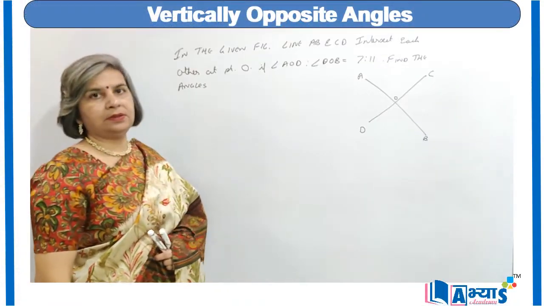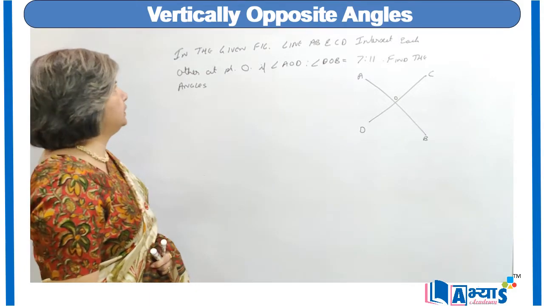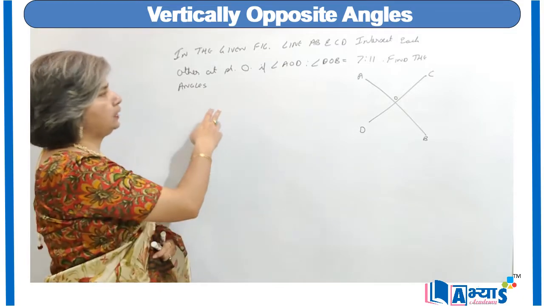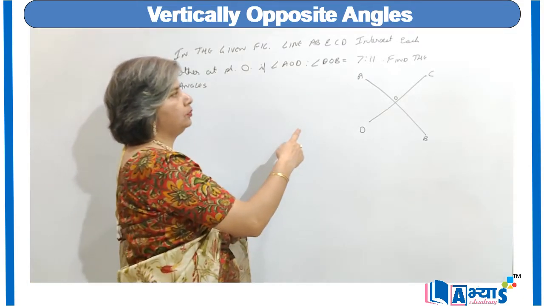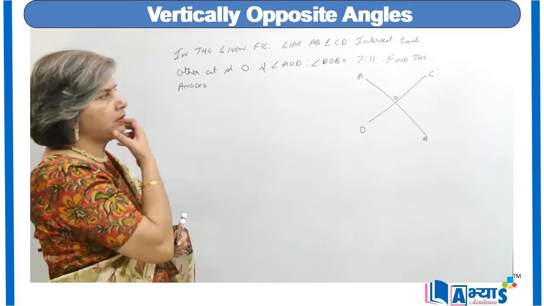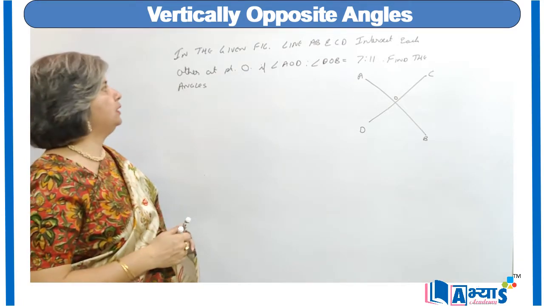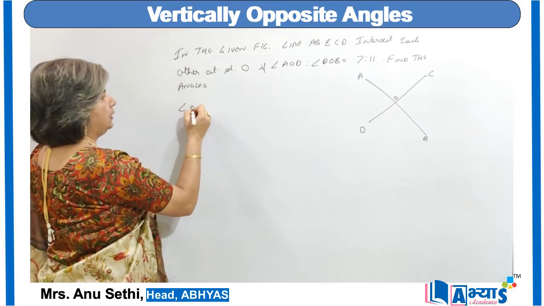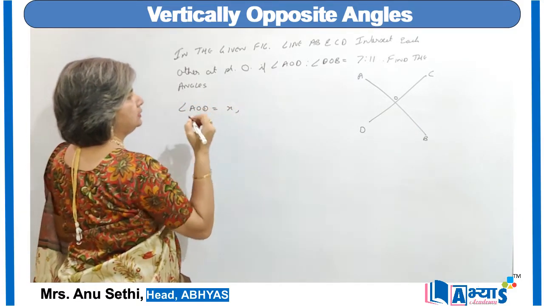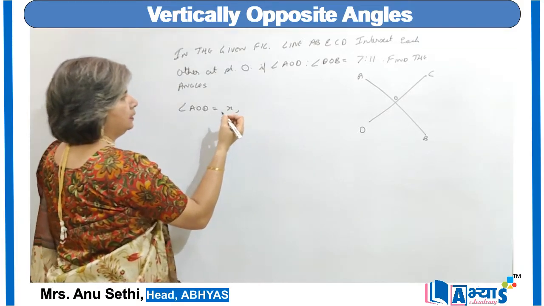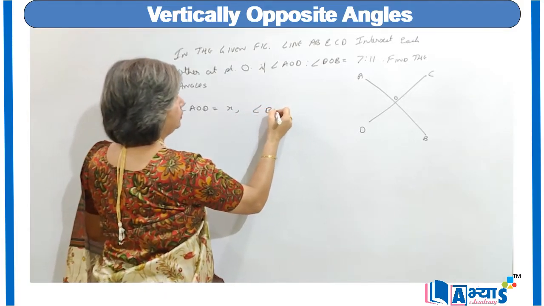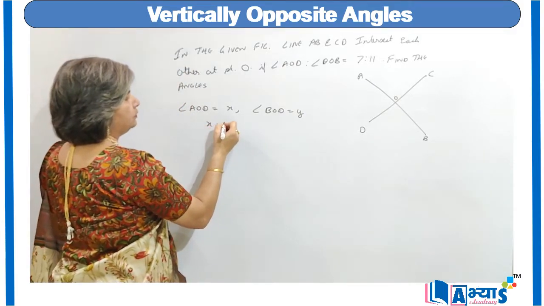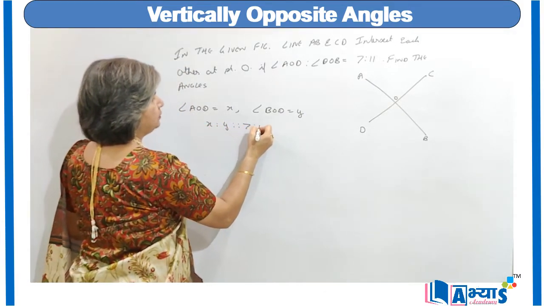Now let us take another question on this concept. Suppose it is given that in the figure the lines AB and CD intersect each other at point O and angle AOD is to angle DOB as 7 is to 11. We are supposed to find the angles. So let us suppose angle AOD is equal to X and angle BOD is equal to Y. So we can say that X is to Y as 7 is to 11.